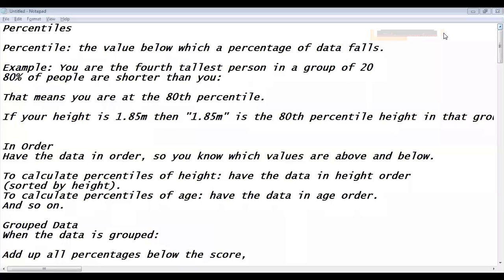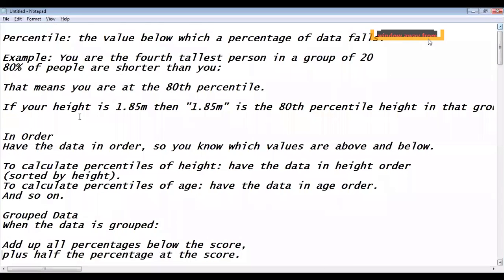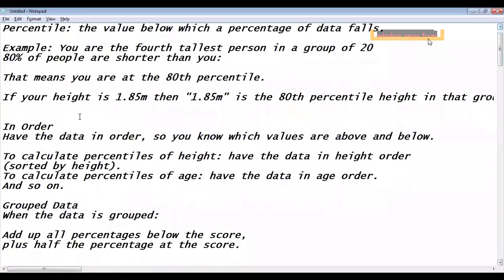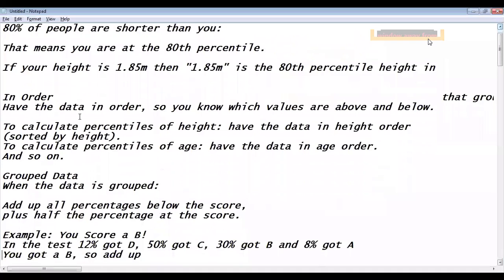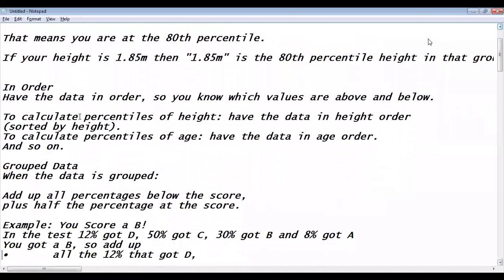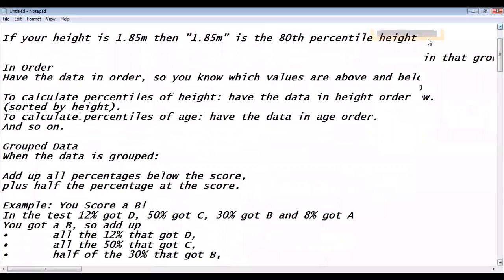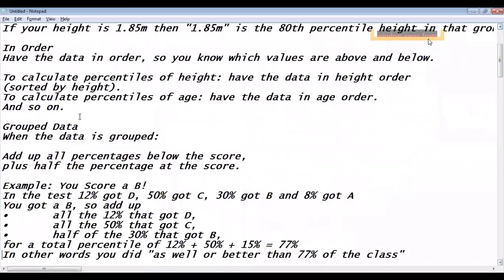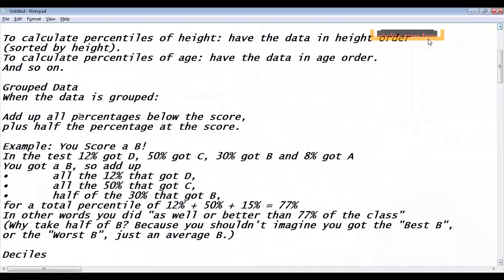Now, when the data is grouped, how do you find the percentile? Let's see that there are a few steps. First, you need to add up all the percentages below the score, plus half the percentage at the score. This is very important. You must add up all the percentages below the score, then add half the percentage at the score.